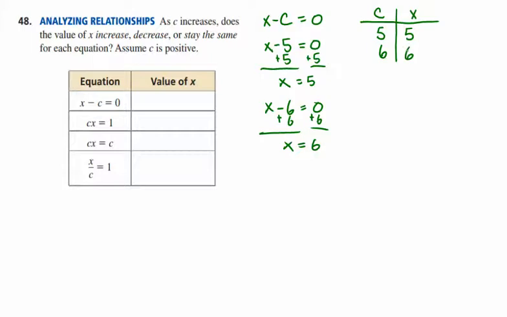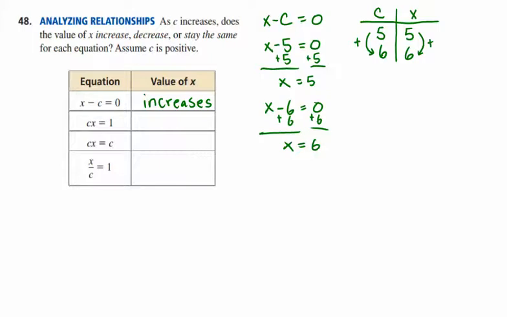So the question is not, does x stay the same as c? That's not the question. The question is, as c goes up from 5 to 6, does x go up, go down, or stay the same? And we can see that x goes up, so we'll say that the value of x increases when the value of c increases. Okay, so that's how that's going to work. We're going to go on to the second example now.